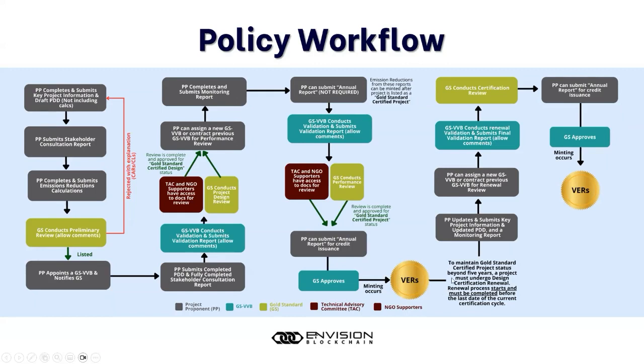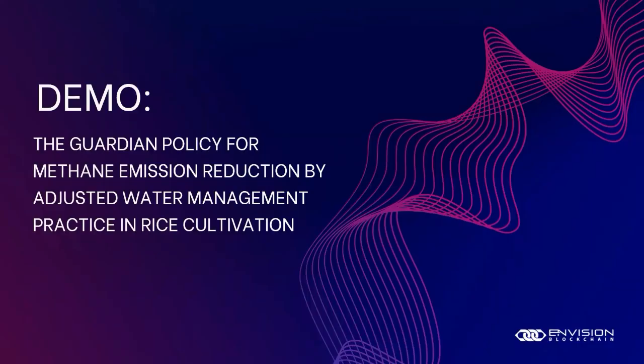Now here, this is where things get a little different from our previous demos, where we have a renewal. We're looking at a timeline of maybe 5 years that this project has been ongoing, and then it is ready to have a certification renewal, which will go ahead and submit all this information again, whether it's the key project information that needs to be updated, the PDD or the monitoring report. The VVB can go ahead and approve that, and Gold Standard will also review and approve or reject, and we'll go down again to minting VERs. So now we could move into the Guardian to see this workflow live.